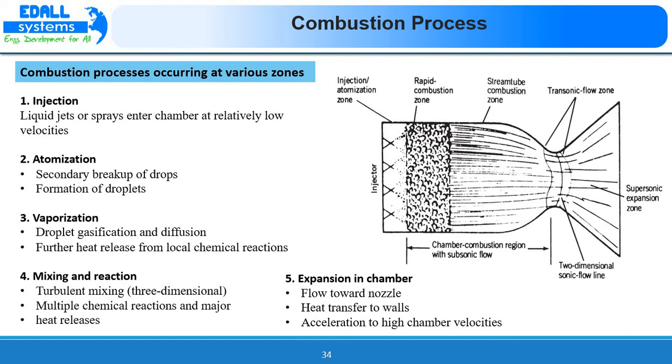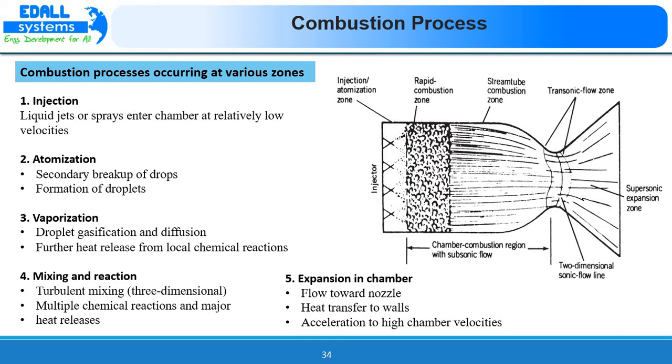First there will be droplet gasification and diffusion. The molecules will start to diffuse and further heat release will occur from local chemical reactions. Then mixing and reaction will begin, that is, 3D turbulent mixing, with multiple chemical reactions and major heat releases happening in this process. After the combustion is done, there has to be expansion. The flow moves towards the nozzle and there is heat transfer to the walls. Acceleration to high chamber velocities happens in this last process.